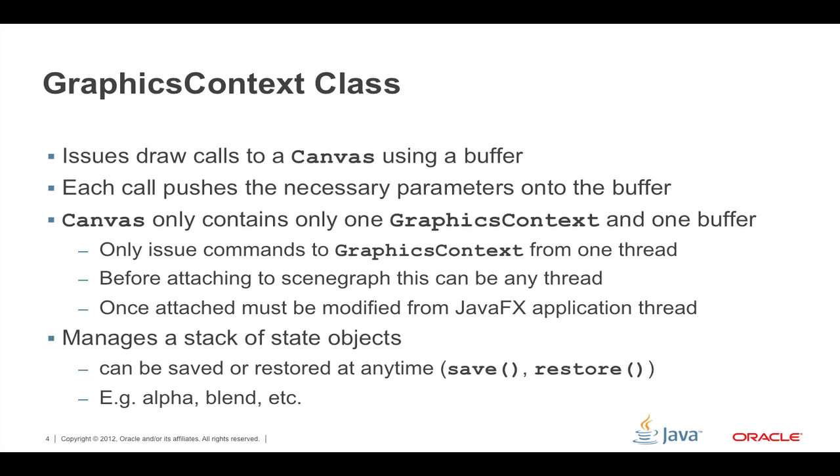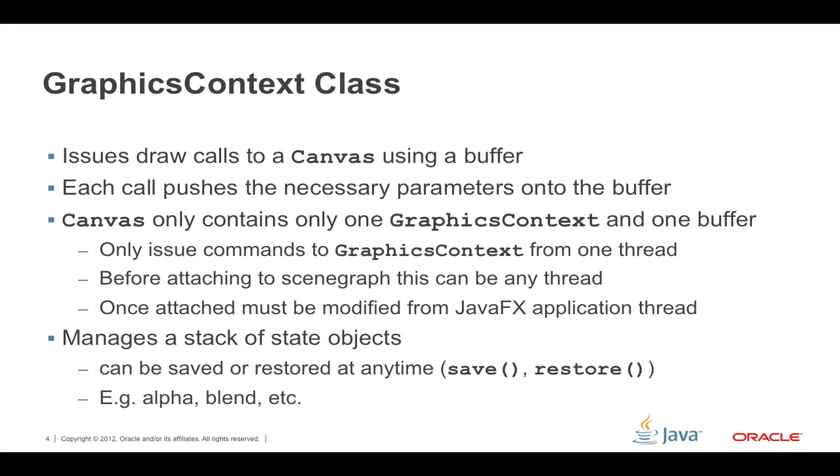Graphics context class is responsible for handling all of the draw calls to the canvas, and it does this through a buffer. So whenever you make a method call through the graphics context, it will update the buffer that's associated with the canvas and make changes to the image that's going to be displayed through the canvas. The graphics context is responsible also for pushing all the necessary parameters onto the buffer in order to make the updates that you want from your application code. The canvas only contains one graphics context and only contains one buffer, which is a logical way of organizing things.